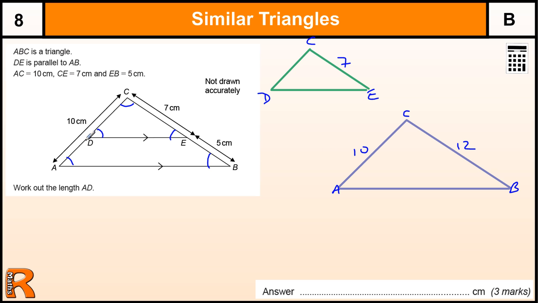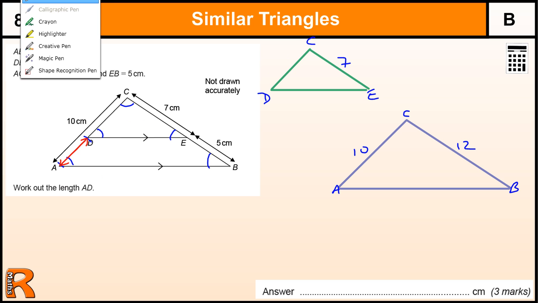And we're trying to find this length here, between D and A. Trying to find that bit in there. To do that, if we can find this length, which is CD, we can then take that away from 10 to give us the answer.